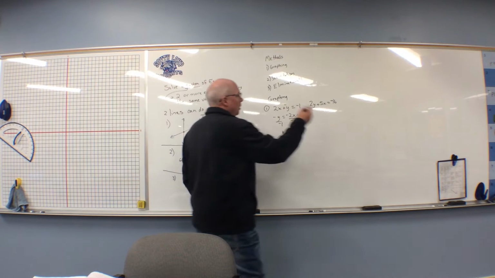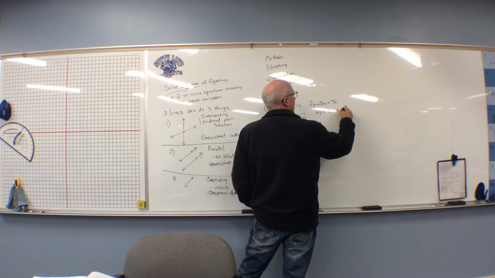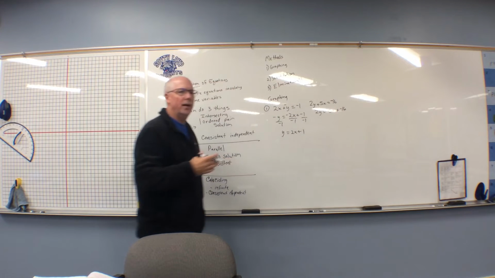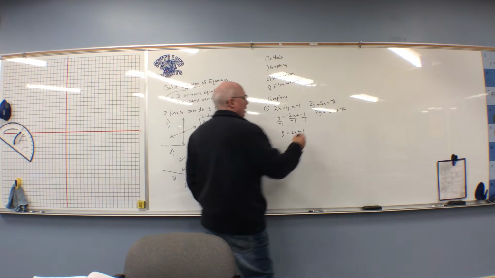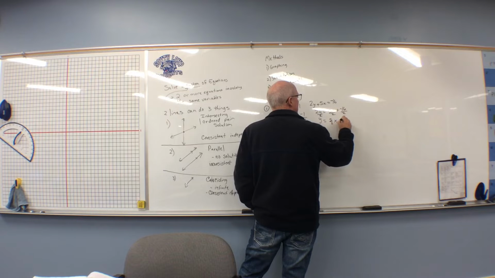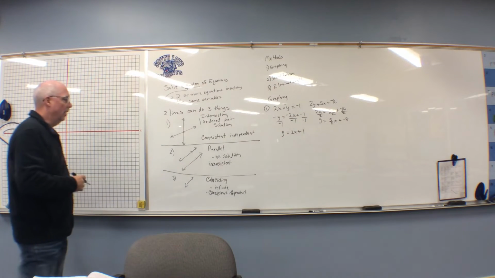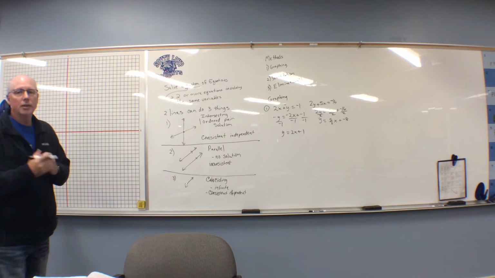On this one I move the 5x over, and I'm going to put it in front because we want it in slope-intercept form. So that's y equals mx plus b. Now I divide by 2. This one's a little bit more complicated: y equals 5 halves x plus negative 8. You'll notice that I separated the slope from the x so it's easy to graph. Okay, so what I'm going to do is graph these two lines.